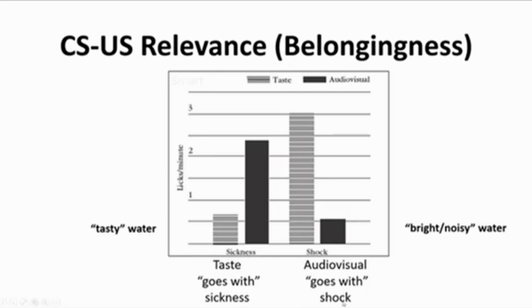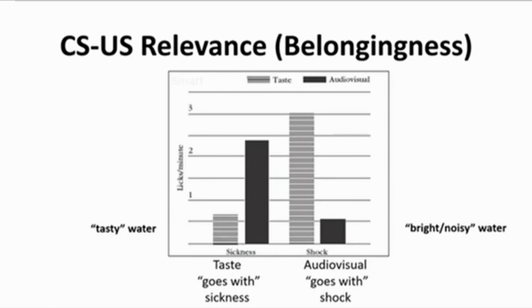For logic, this kind of makes sense. Things that we eat are what we are hardwired to associate with what makes us sick. So if we have a conditioned taste aversion, it's us associating illness with a particular taste. So it makes sense that they would associate taste and sickness. And audio-visual stimuli are stuff external to us, stuff in our environment. And a shock is something painful coming from the environment. So it makes sense logically to pair those two as well.